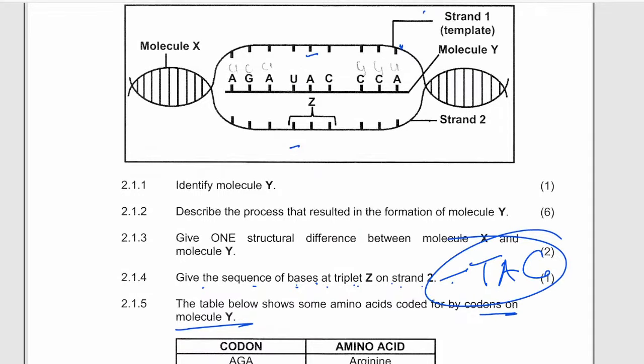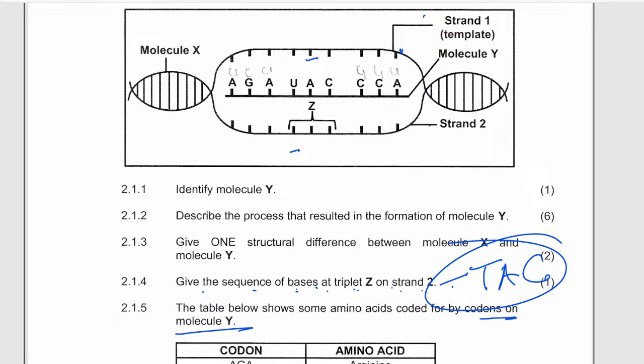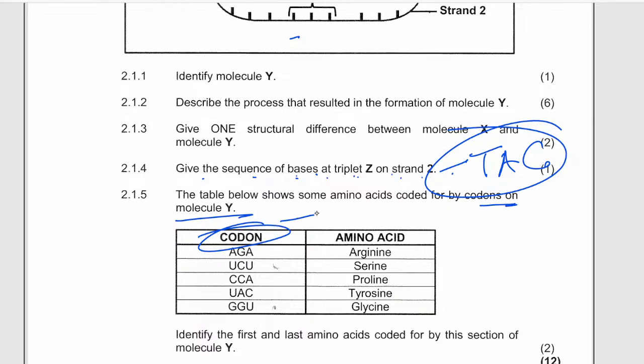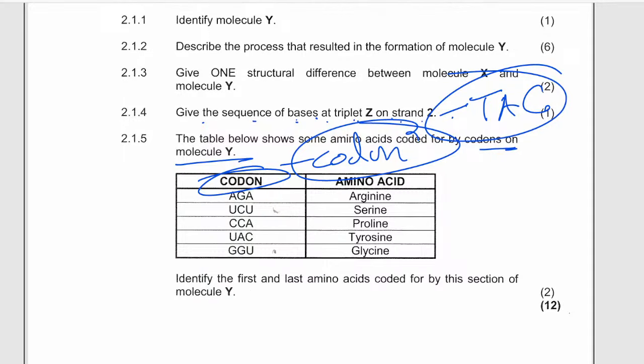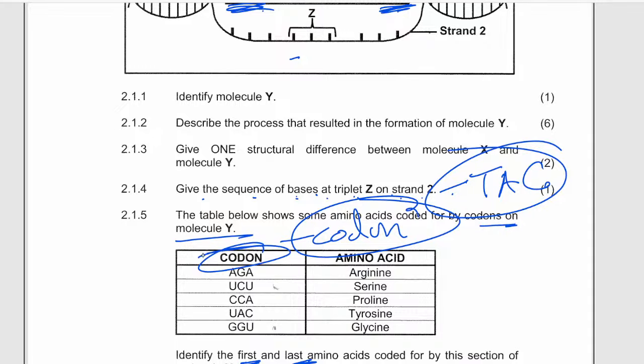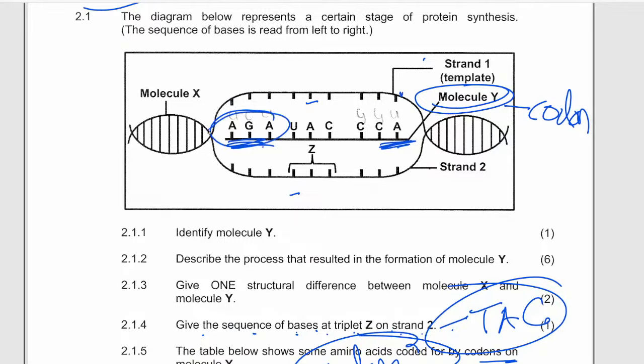Remember I told you that please make sure that you know how to change the codes. Code, codon, anticodon. So molecule Y is a messenger RNA which has what you call codon. What is here is a codon. So meaning that I don't need to change anything. So they're saying identify the first and the last amino acid coded by this section of molecule Y. The first and the last. Because this is messenger, you don't need to change anything. I said, please, I beg you, always correspond with this. This is codon and then this is also codon.